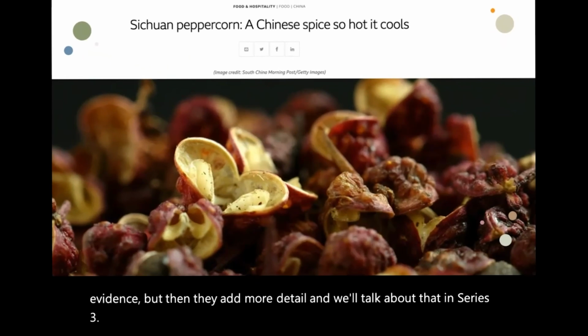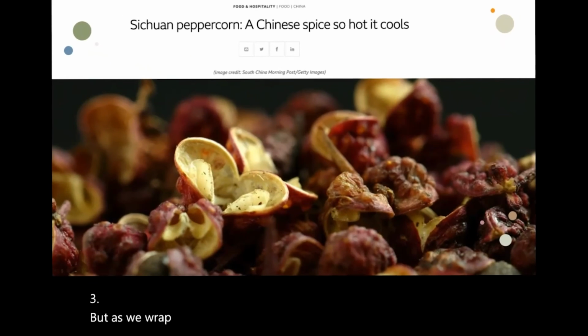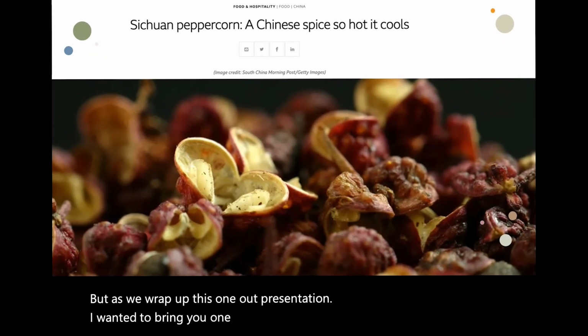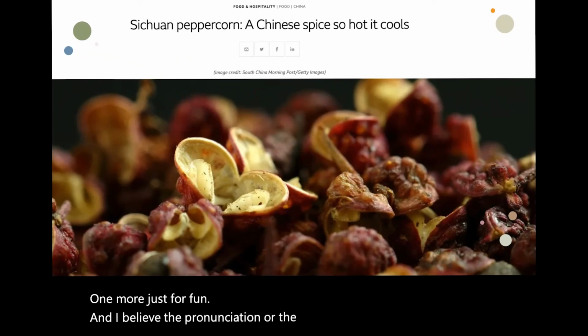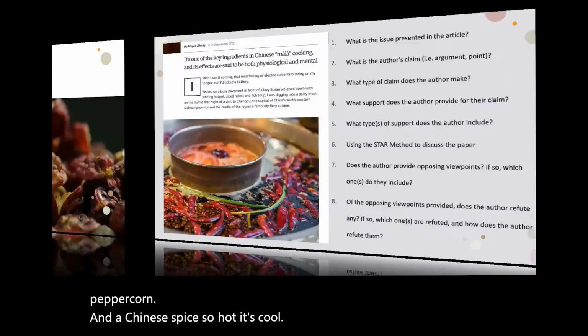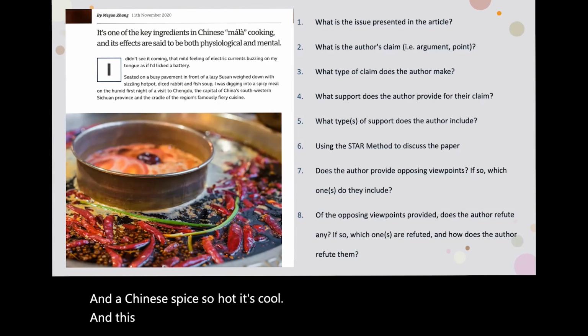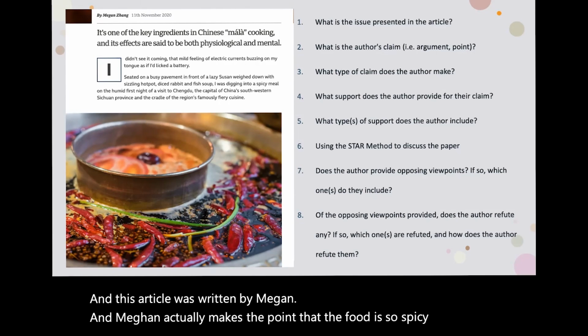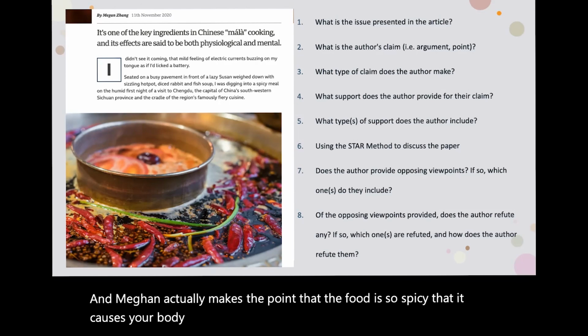But as we wrap up this 1-hour presentation, I wanted to bring in one more just for fun. And I believe that the pronunciation is Sichuan peppercorn, a Chinese spice so hot it's cool. This article was written by Megan, and Megan actually makes the point that the food is so spicy that it causes your body to cool down by sweating. That's the end result here.